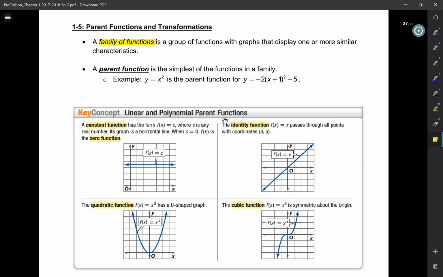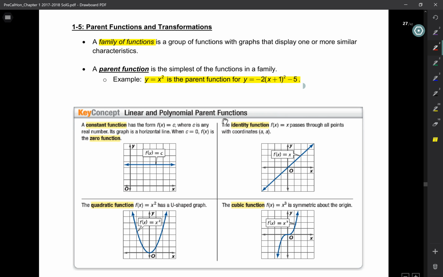These families of functions, just like families of humans, have parents. There is a parent function. In the case of the parabola, the parent function is x squared. In the case of the line, the parent function is y equals x. And everything else, like this one for example, the parent function is x squared, and everything else is an embellishment of that.